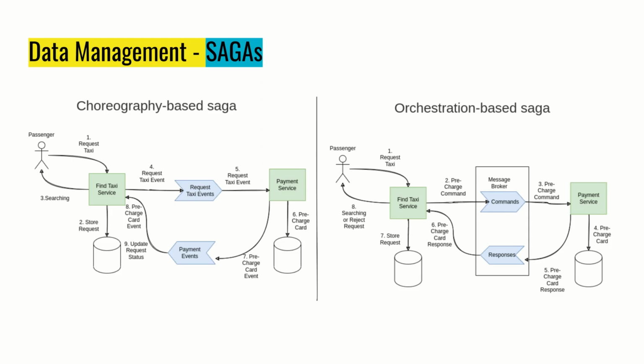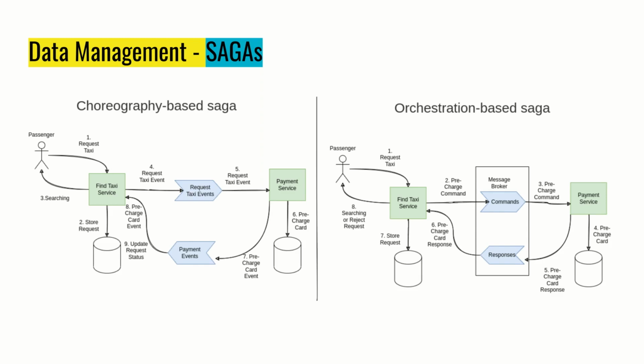On the right side, you see the orchestration-based SAGA, which is similar, but in that case the find taxi service is an orchestrator, and it sends an event which is mostly a command, not something where you notify the world around you. It's a command for other services, like the payment service, saying please pre-charge this credit card. Then the payment service says okay, I did it, and you have a response on another queue, and in step 6 the find taxi service reads this response, updates the status and then informs the passenger.